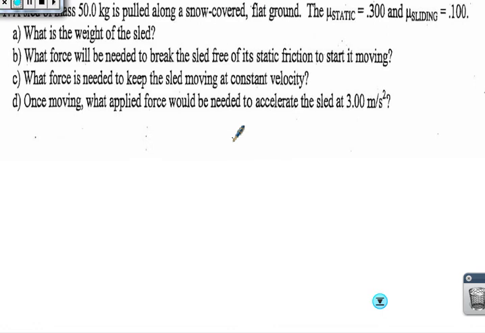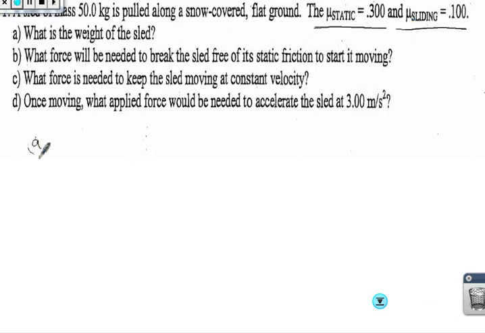So this is the problem we're going to do with sled and mass number 1 on friction. You have a static coefficient of friction of 0.3 and a sliding, which is kinetic, coefficient of friction of 0.1. What is the weight of the sled?